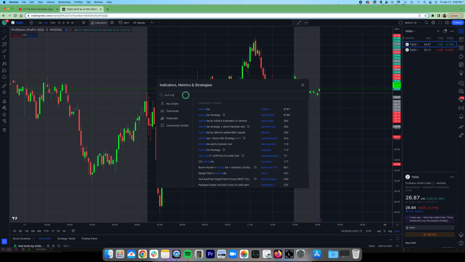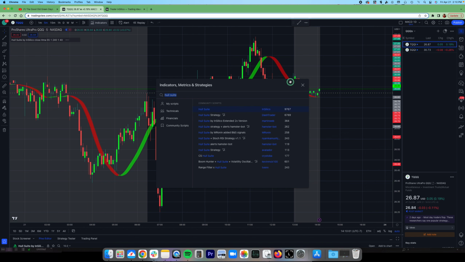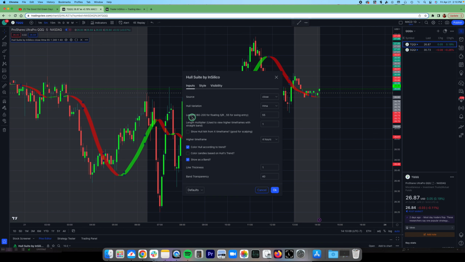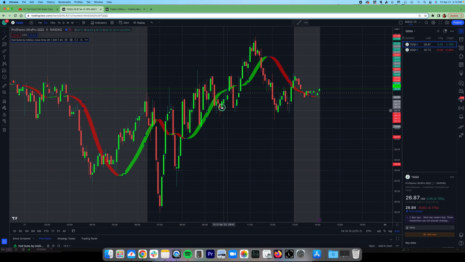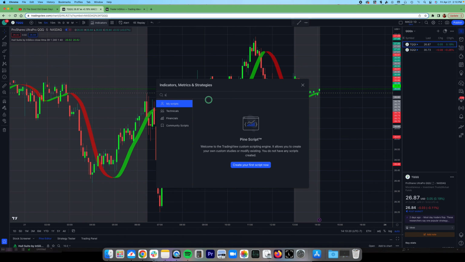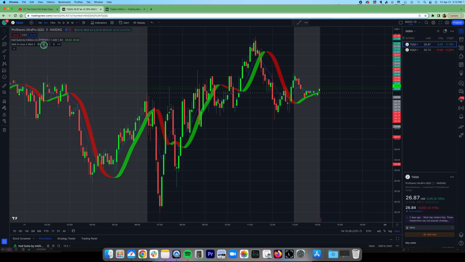So if you type in Hull Suite right here by InSilico, that will bring you this indicator right here. This is on a 5-minute chart, and you just change the length from 55 to 39 because that's what works best for this strategy, to not get fake outs. And then the only other indicator I use is the exponential moving average 200-day. So over here in settings, change the 9 to 200.